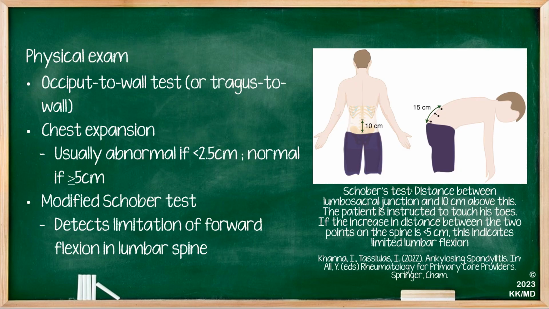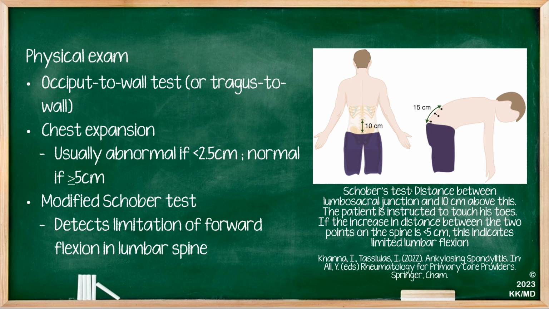On physical exam, there are a few other things that you may wish to look for, particularly, for example, if you're in a PACES exam and you feel that the patient may have axial spondyloarthritis. So there's 3 specific exams which one can do. So there's the occiput to wall test or tragus to wall test, and this is where you measure the distance between either the occiput or the tragus and the wall to look for an extension in this.